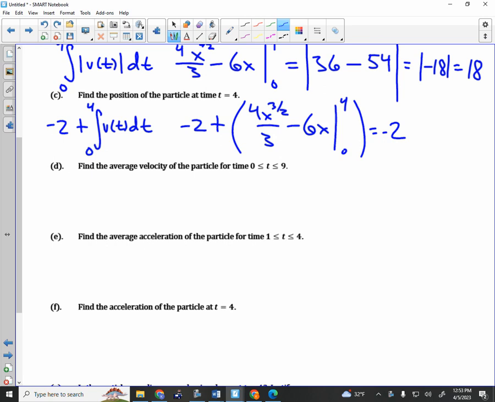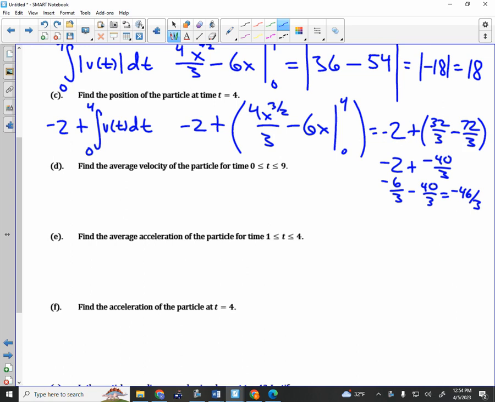Let's plug in 4, square root of 4, 2 to the 3rd, 8 times 4, so 32 over 3, minus what? 24, otherwise known as 72 over 3. 32 over 3 minus 72 over 3. Negative 40, so -2 plus -40 over 3. Or -6 over 3 minus 40 over 3 is -46 over 3.